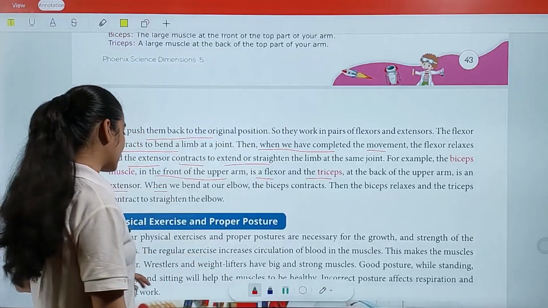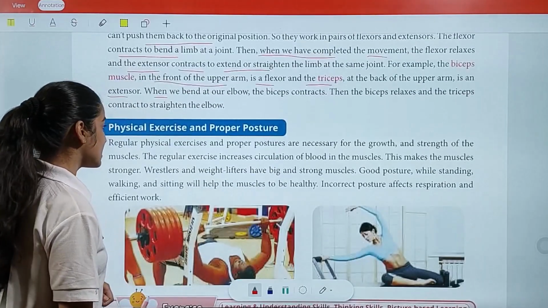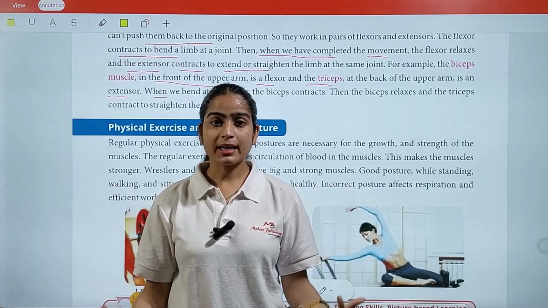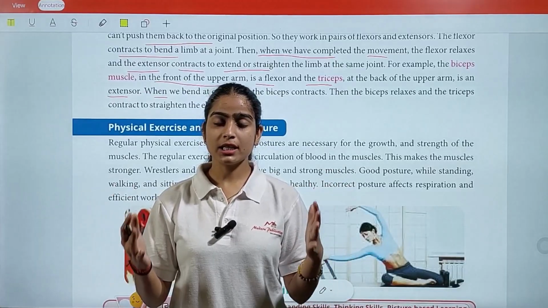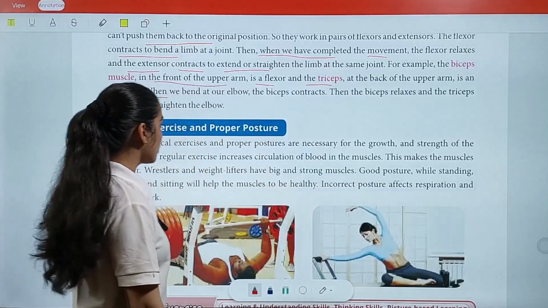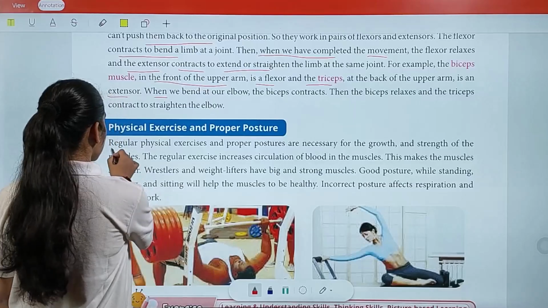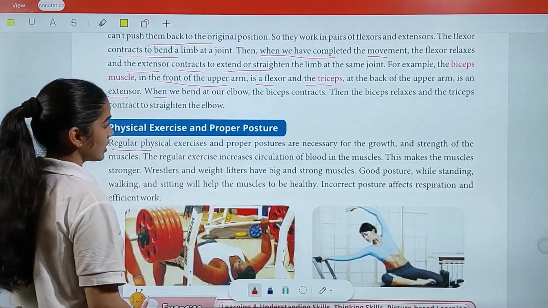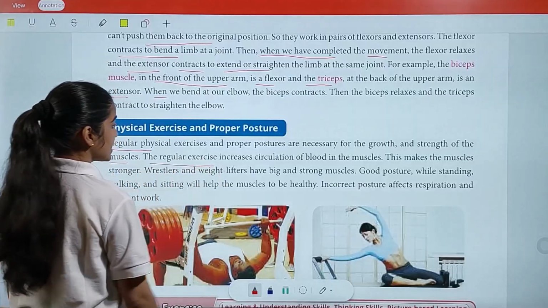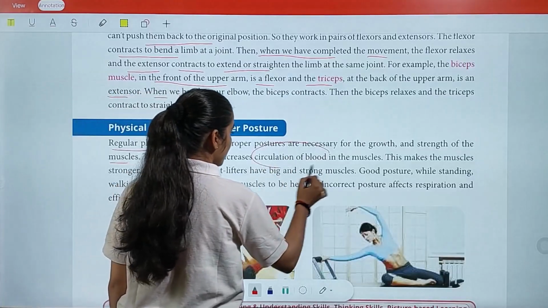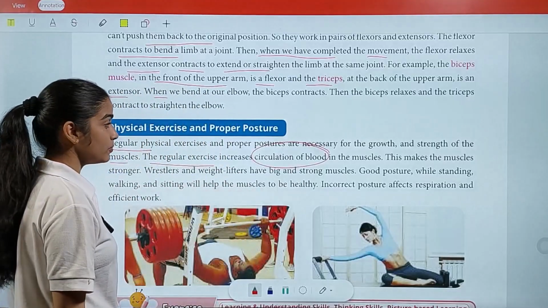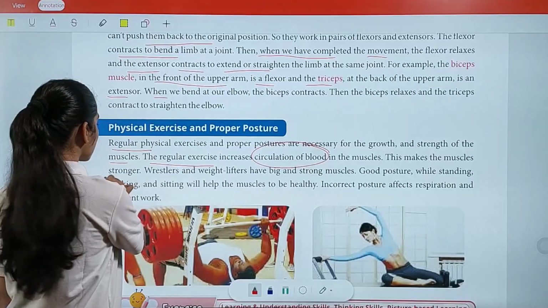Now we have physical exercise and proper posture. Proper posture means you always have to stand erect, you have to straighten your body in an erect way. You don't have a folded-down body posture, and you always have to sit erect. Regular physical exercise and proper posture are necessary for the growth and strength of the muscles. Regular exercise increases circulation of blood and helps us circulate blood inside our body properly. This makes the muscles stronger.